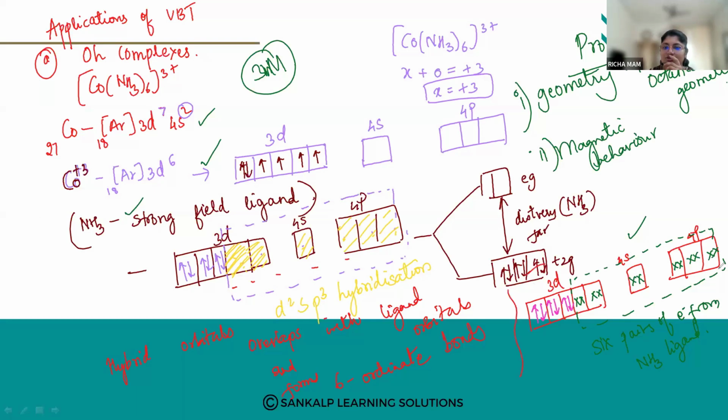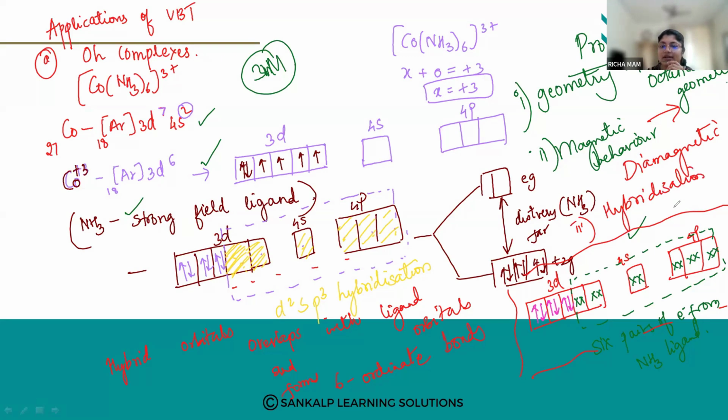Okay, when you consider this, you can see that all the electrons are paired. There are no unpaired electrons. Because all the electrons are paired, because there is no availability of any unpaired electron, these are diamagnetic. And what is the hybridization, students? Hybridization is d2sp3.